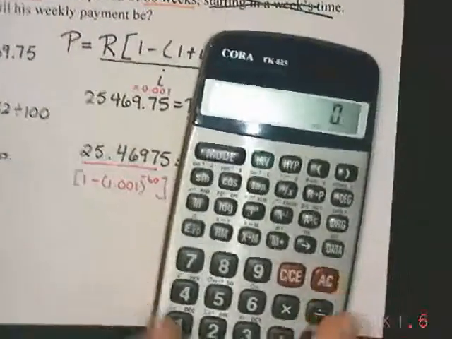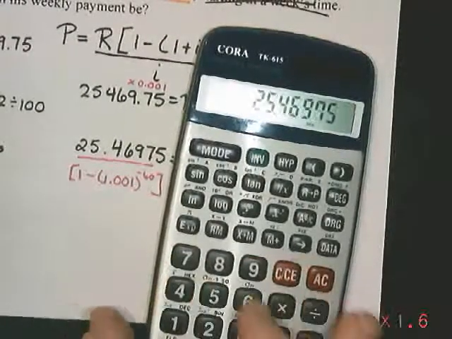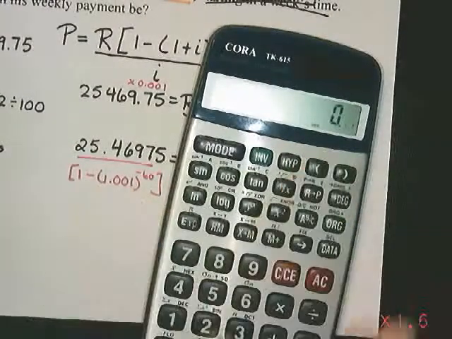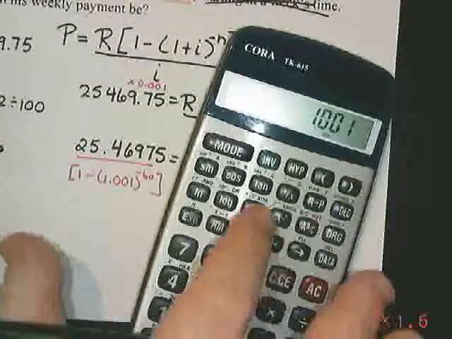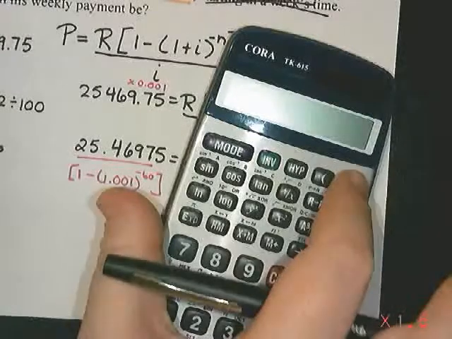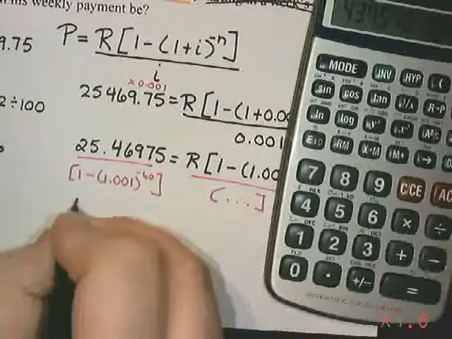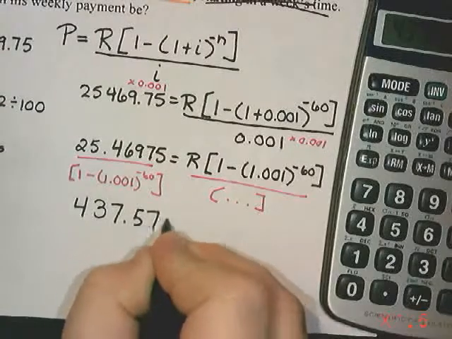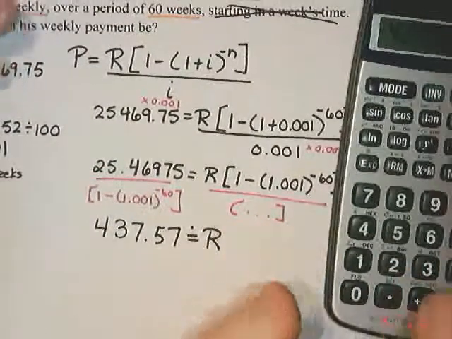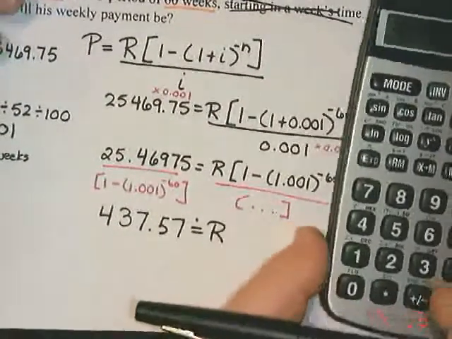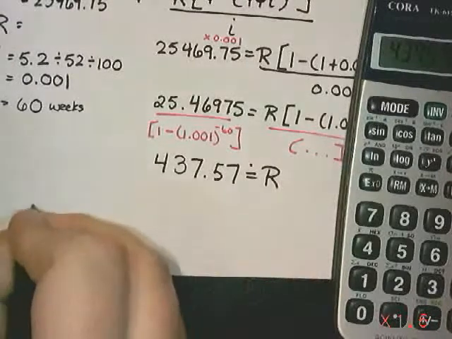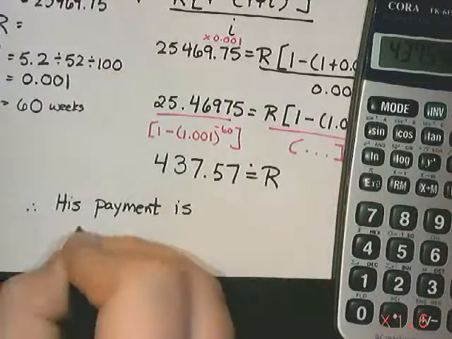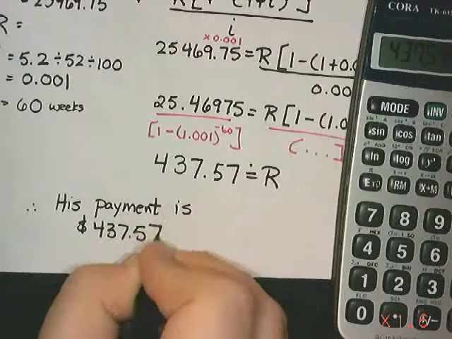So I'm going to take my 25.46975 and divide it by bracket 1 minus, now that bracket there is kind of optional, bracket 1.001 close bracket to the power of, don't forget the negative on the 60, close bracket, equals, and I get $437.57. Okay, so what does that mean? What is his weekly payment? His weekly payment would be roughly $437.57. And that's that.